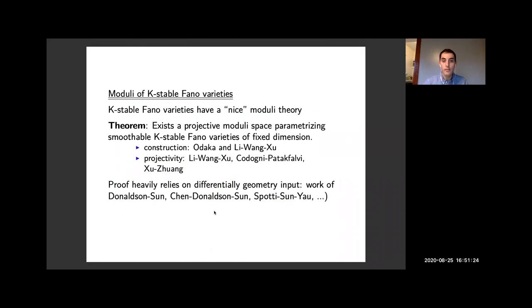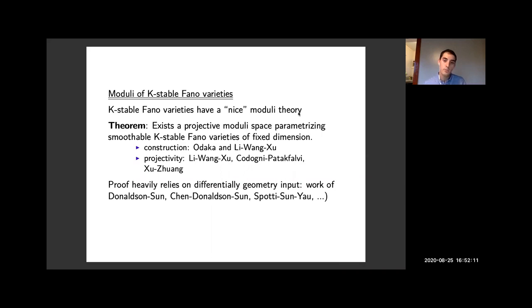So if we now look at this nice class of Fano varieties, called K-stable Fano varieties, they have a nice moduli theory. There's a theorem that says that there exists a projective moduli space parameterizing smoothable K-stable Fano varieties of fixed dimension. This is due to Odaka, Li, Wang, and Xu, and the projectivity was more recently proved. So at the end of the day, we have some nice theory of moduli spaces for Fano varieties if we restrict to the K-stable ones.